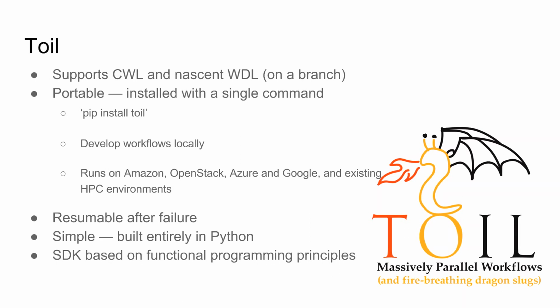An important feature of Toil is that it's entirely resumable after failure. What that means is that this is a distributed computing engine. It's designed for parallel execution. We'll get to that in a second.